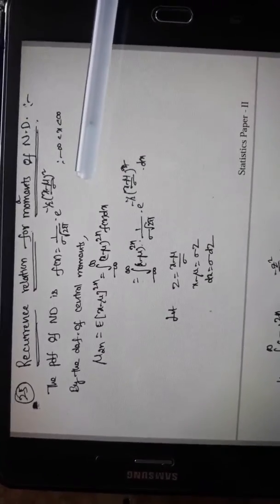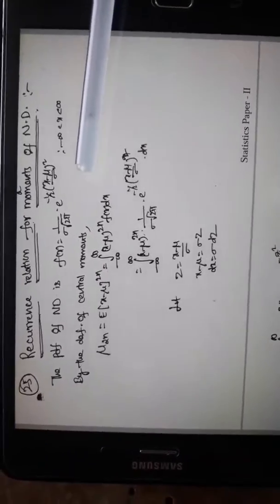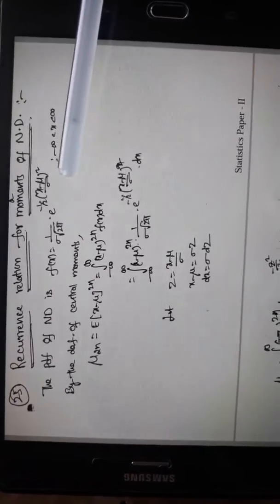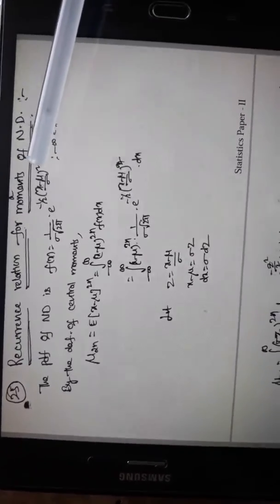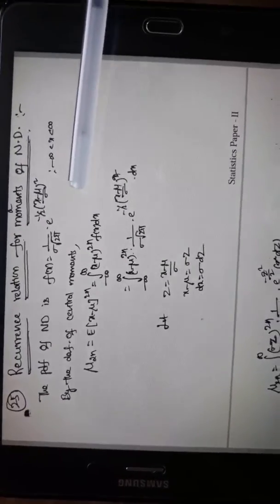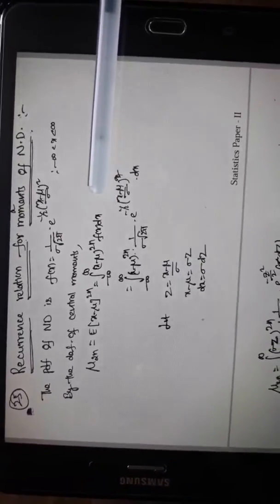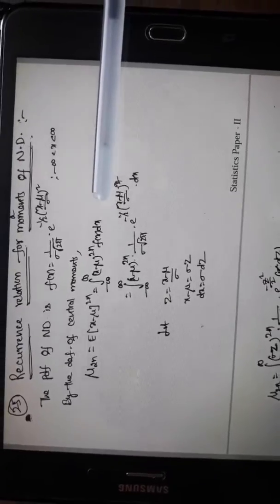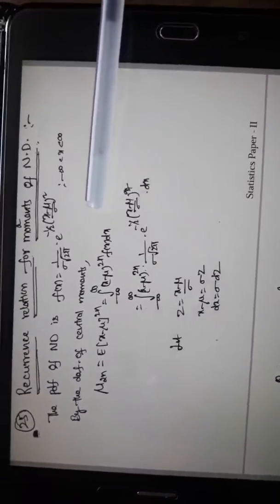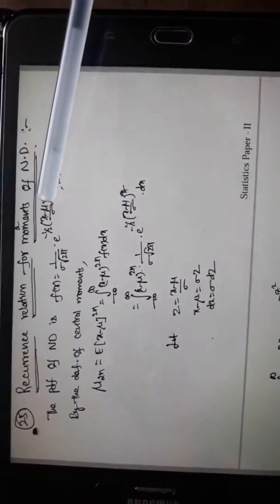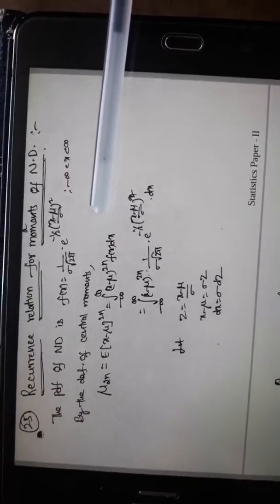Here we consider the PDF of normal distribution. f(x) is 1 by sigma root 2 pi e power minus 1 by 2 into ((x minus mu) by sigma) whole square. So here, the recurrence relation for the moments. What is the recurrence relation? A recurrence relation is a relation which consists of two consecutive terms. In probabilities, we consider two consecutive probabilities, but here they are moments. That's why you should establish the relationship between two consecutive moments.